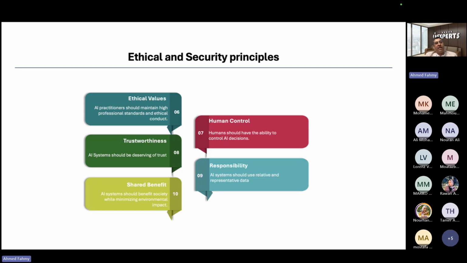So at the end of the day, AI systems should be used for mutual benefit to both parties, or the different stakeholders who are using these solutions. So I hope that is clear.